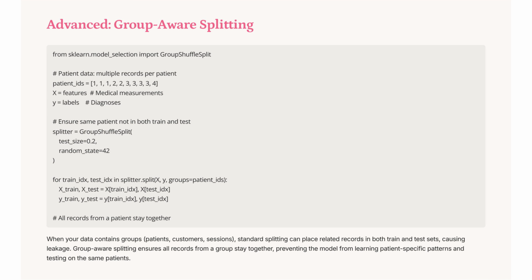Group-aware splitting is crucial when dealing with grouped data, like patient records. Using GroupShuffleSplit from scikit-learn, we ensure all records from a single patient remain in either the train or test set, preventing data leakage. This method maintains the integrity of model evaluation by avoiding patient-specific pattern learning during testing.